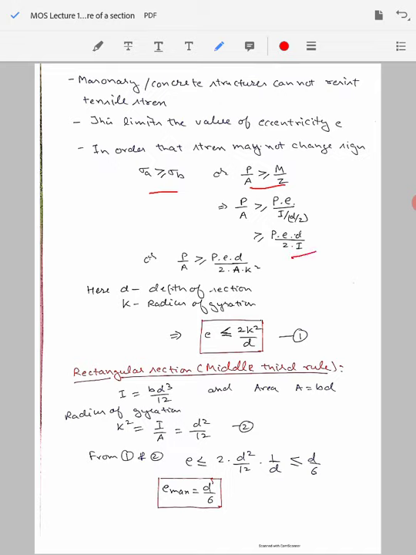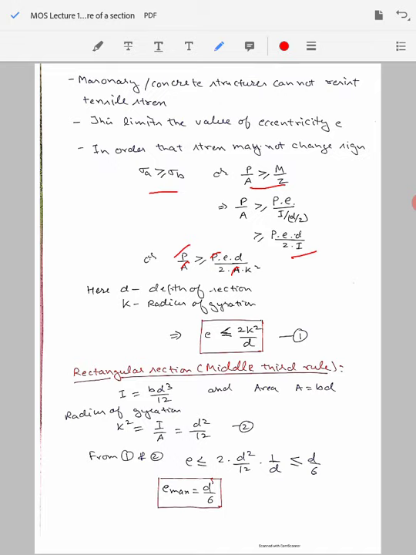So instead of I, I substitute the area of cross section multiplied by the radius of gyration squared, A K square. Then I can cancel P and P from each other, and A can be cancelled as well. So what is left is E should be less than or equal to 2K square by D.